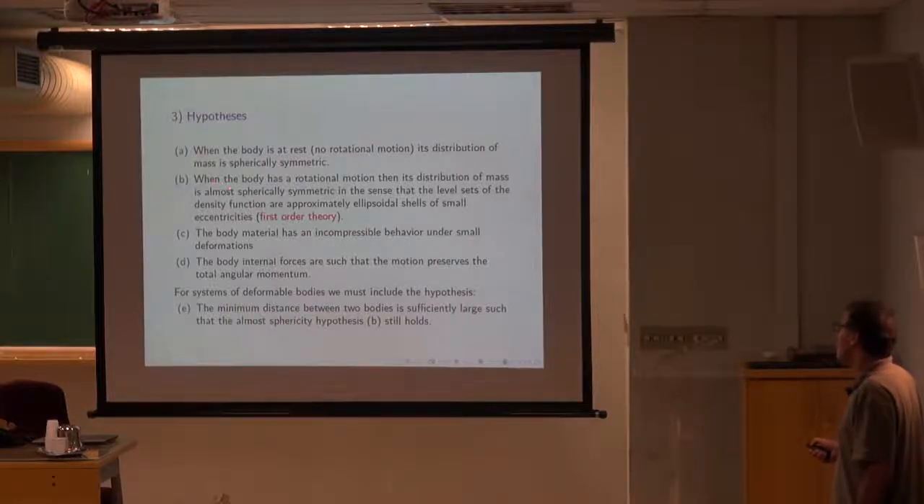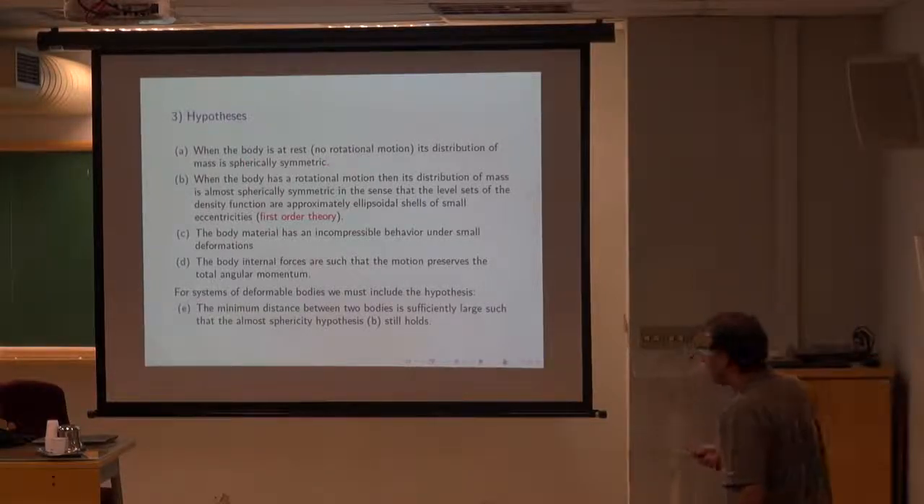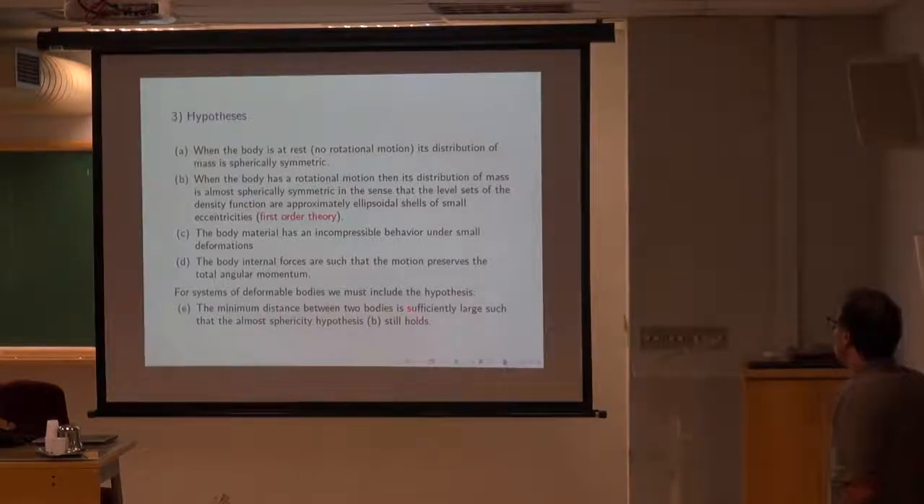The second hypothesis: when the body has a rotational motion, its mass distribution is almost spherically symmetric. So we don't allow such fast rotation that the body becomes a very flat ellipsoid, because then we would have to take into account the octupole of the rotational field of the body. In other words, the bodies are almost ellipsoidal with small flattening. The body material has incompressible behavior and small deformations. This is a natural hypothesis. Usually, this is okay for all bodies, including gaseous bodies.